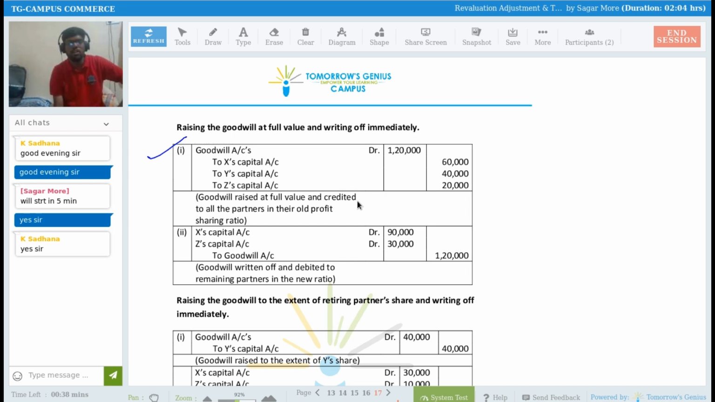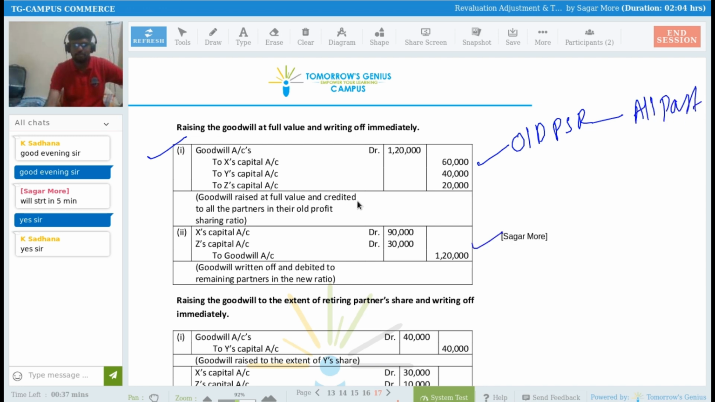Whenever you are writing off goodwill, you have to debit only the gaining partners' capital accounts, right? Gaining partners or remaining partners, you can say, in their new profit sharing ratio. So you raise goodwill in the old profit sharing ratio between all partners, and you write it off in the new profit sharing ratio between continuing partners. So in our example, who are the continuing partners? X and Z. See here.